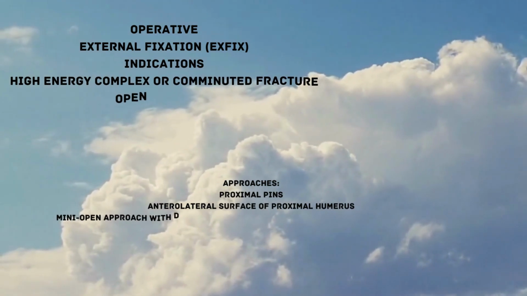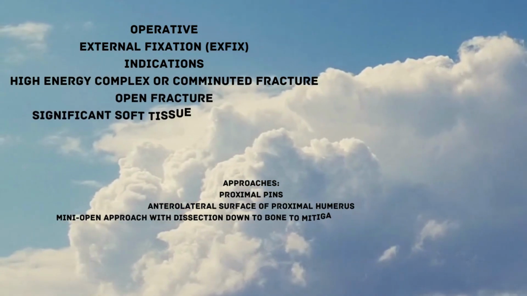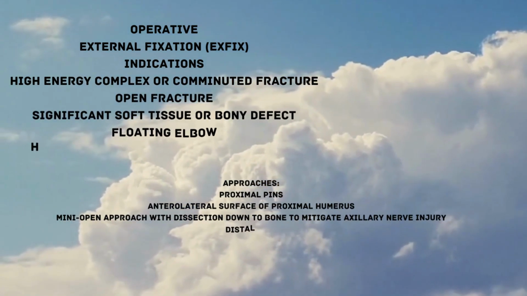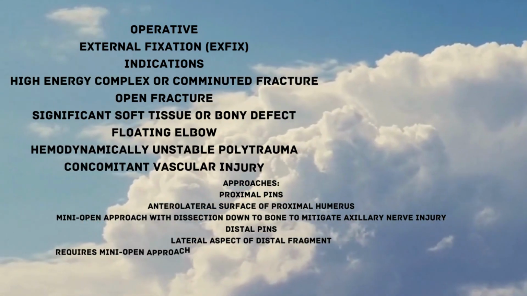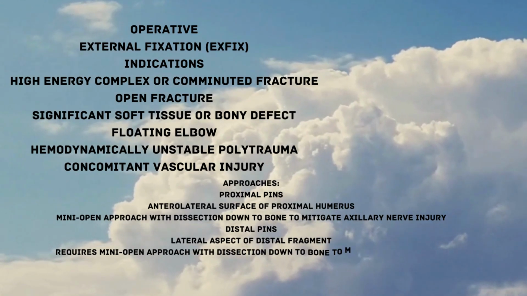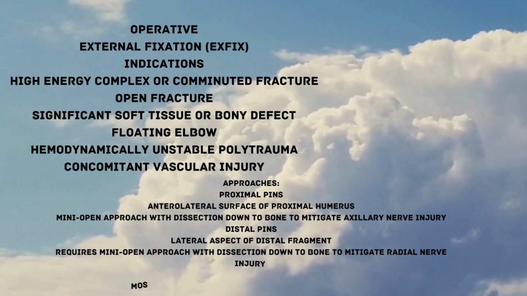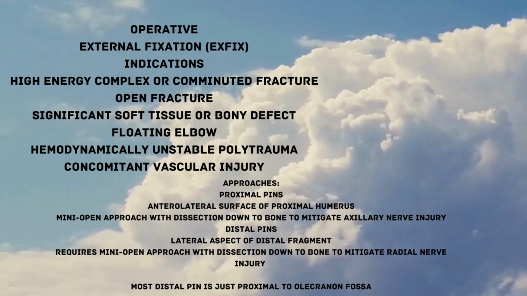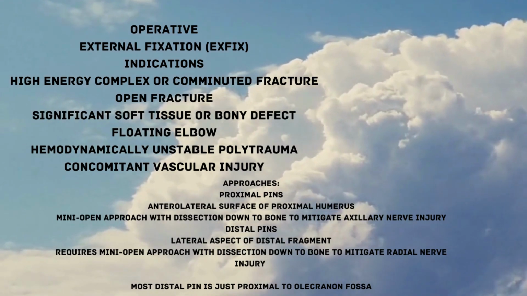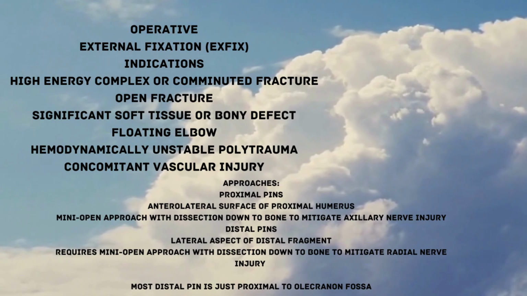Indications for the external fixation are a high energy complex or comminuted fracture, open fracture, significant soft tissue or bony defect, floating elbow, hemodynamically unstable polytrauma, concomitant vascular injury. And the approaches include the proximal pin, which should be on the anterior lateral surface of the proximal humerus, with a mini open approach with dissection down to the bone to mitigate axillary nerve injury.